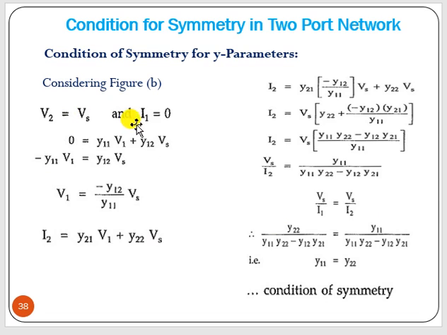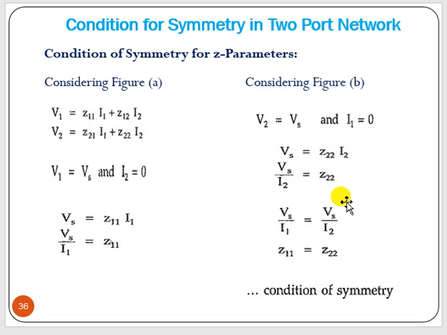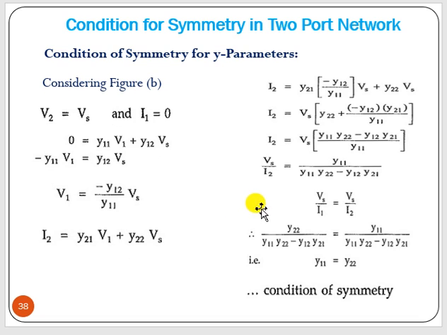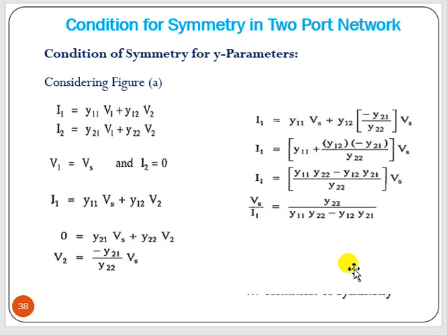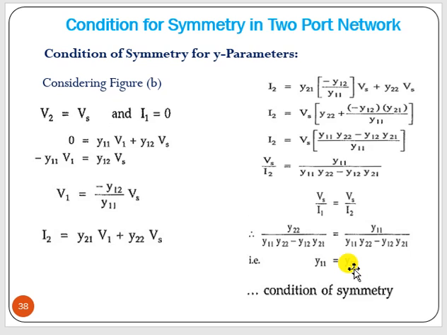After that, V2 equal to Vs, I1 equal to 0. Put in the first equation. So the I1 is 0. From that we can get V1 in terms of Vs, and in the second equation put the V1 value, then we will get Vs by I2. Now if we equate the previous Vs by I1 with Vs by I2 and solve it, you can get Y11 equal to Y22, okay, for condition of symmetry.